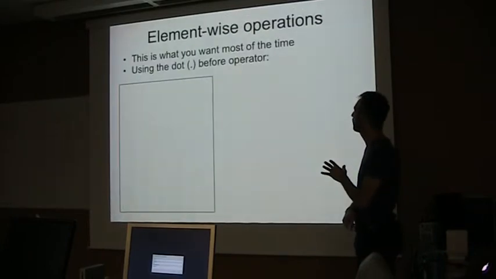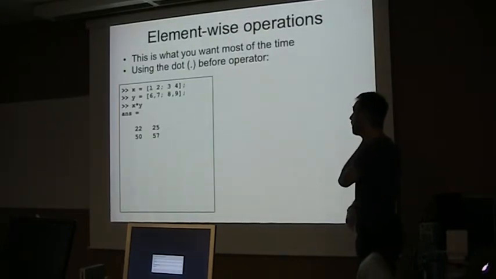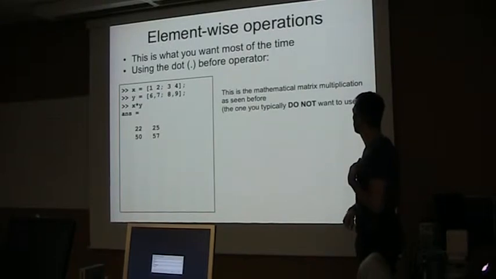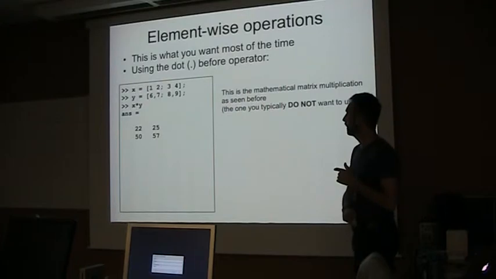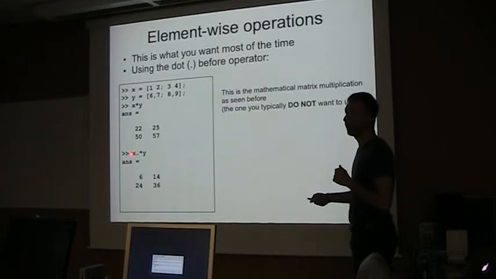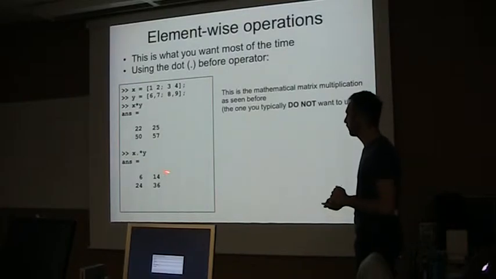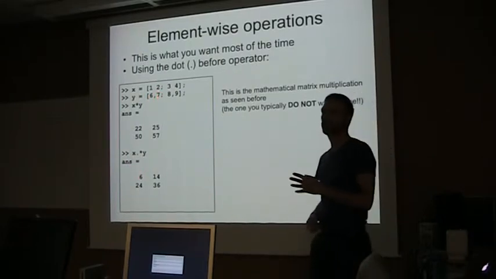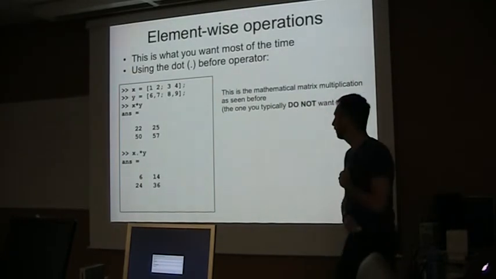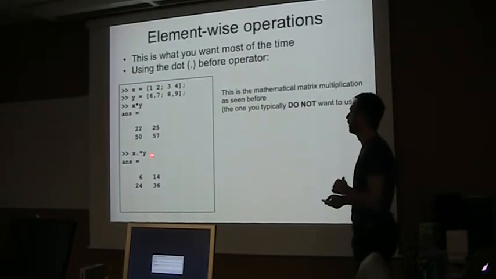Most of the time you want to use something else, which is the element-wise operation. So again, this is what you don't want to do. You don't want to multiply x times y like this, but you want to add a little dot before the multiplication sign. Okay? So now we get what we want. We get 1 is multiplied with 6 equals 6. 2 is multiplied with 7 equals 14, etc. That's what, for example, in most of the cases I'm interested in. To have that, you need to add a little dot before the multiplication.